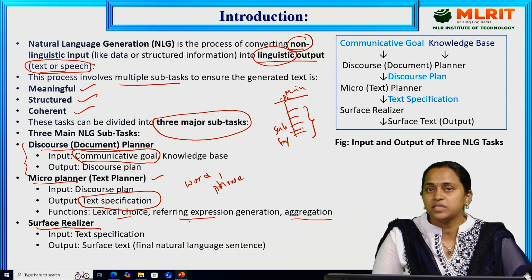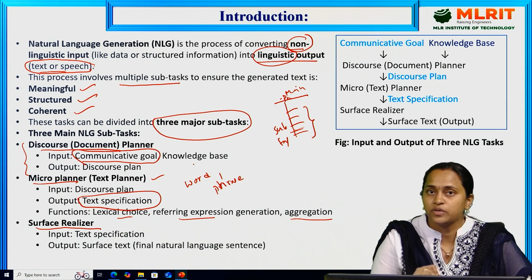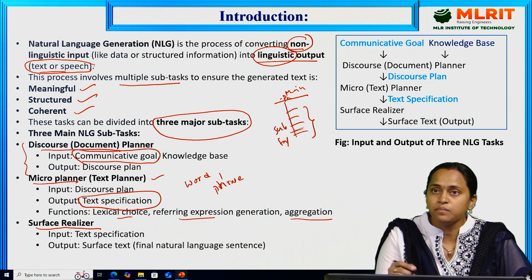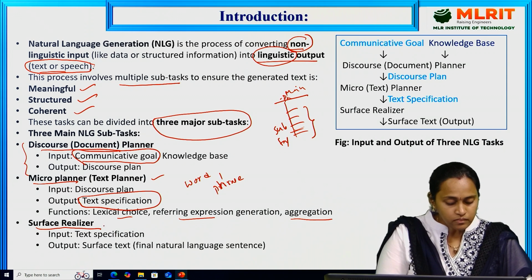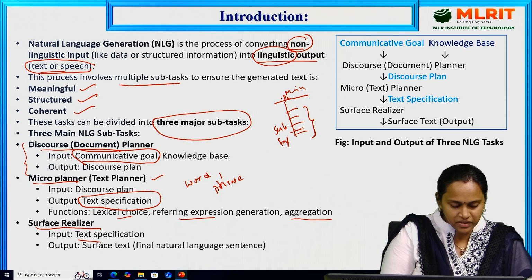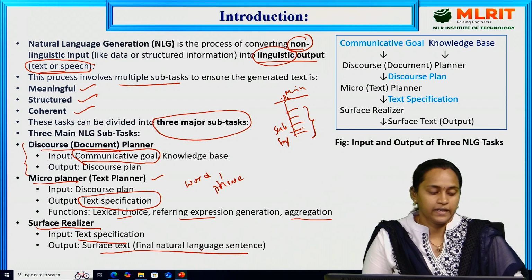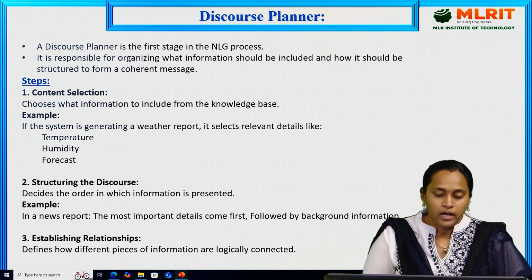Referring expressions we already discussed in the previous video: she, he, I am, they. We are referring to some persons, right? Surface realizer means text specification. That means it is the final natural language generation of the sentences. Let's see them one by one.